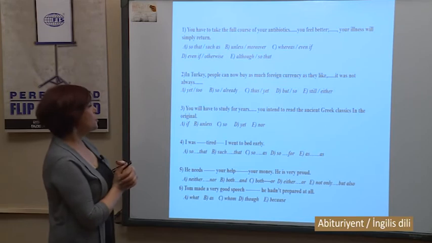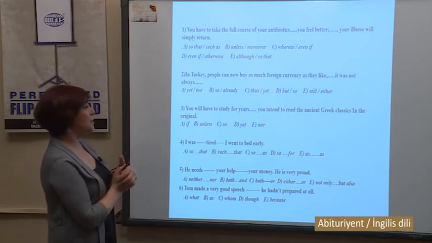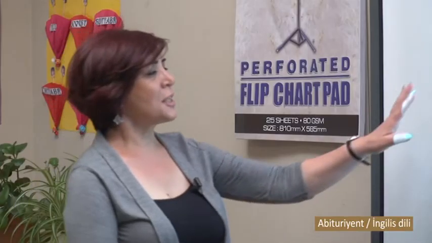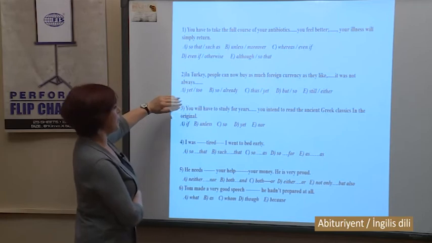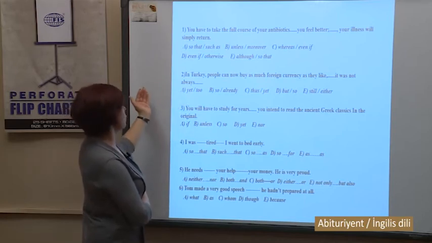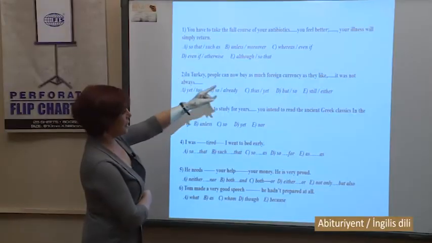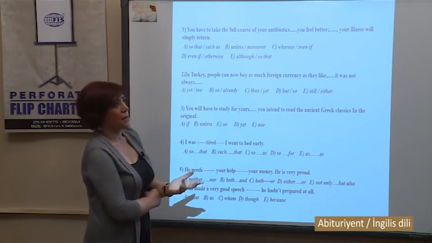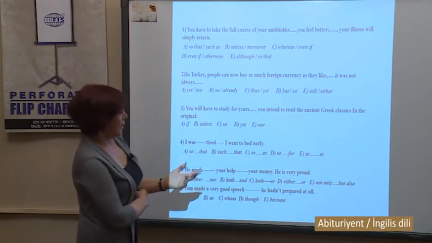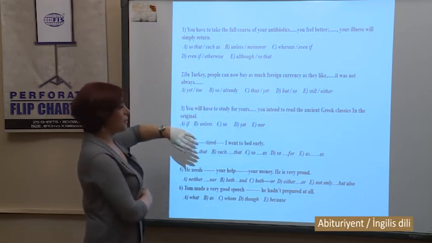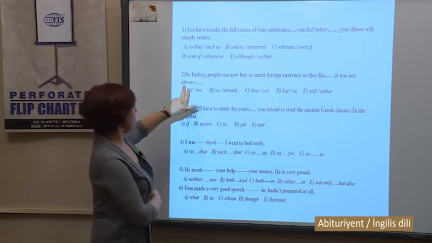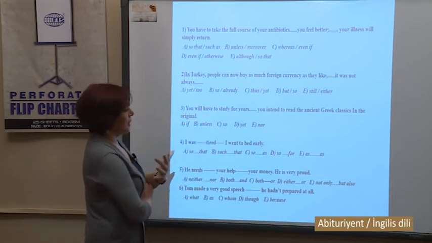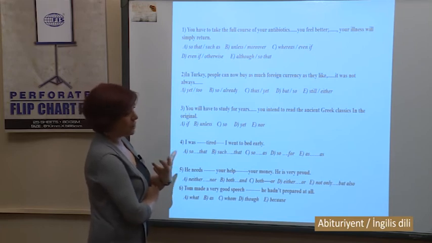In Turkey, people can now buy as much foreign currency as they like. It was not always. Now let us try to find the appropriate answer. As they like, yet it was not always to. You see that with not we can't use to. Then so already it doesn't give us a clear understanding. Still either. So again, because of not, you can say that we can use either here, but what about the meaning? The context doesn't allow us to use it.